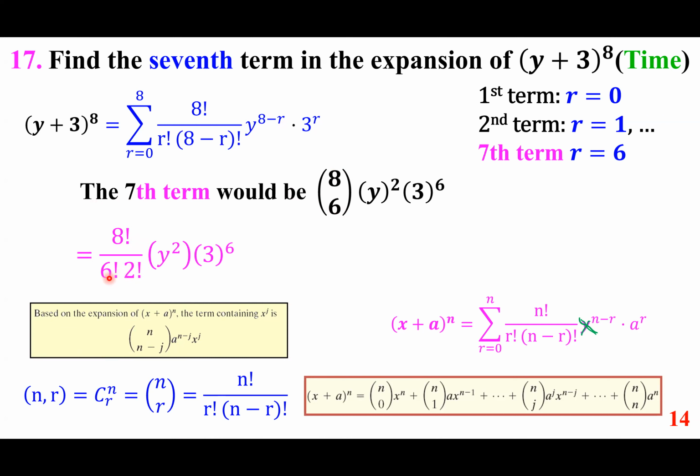6 factorial, we're going to keep it. And we're going to change 8 factorial to 8 times 7 times 6 factorial. And the reason we stop at 6 factorial is because we can drop this. The 6 factorials are identical, we can drop them. And 8, remember this is 2. So this becomes 4 times 7, 28 times 729 y squared becomes 20,412 y squared, which is the final answer.